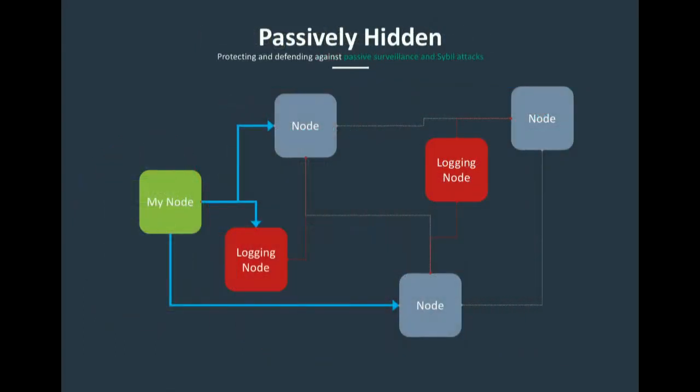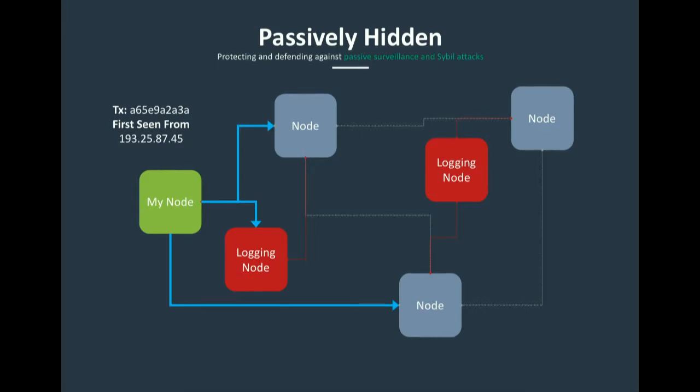And then, of course, we've got the aspect of being passively hidden. So we want to protect our users against passive surveillance. So typically in a decentralized network like Monero's, when you broadcast a transaction, it gets flood-filled through the network. So your node sends it to the nodes that it's connected to, who send it to the nodes that they're connected to. Now, what an attacker can do is run a bunch of naughty nodes and then figure out, like, oh, that's the IP address that the transaction originated from.